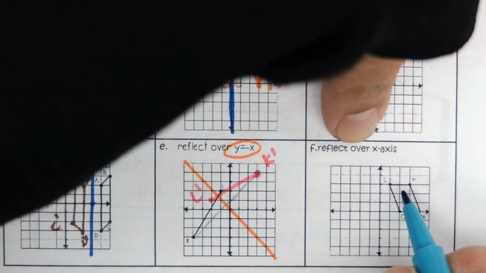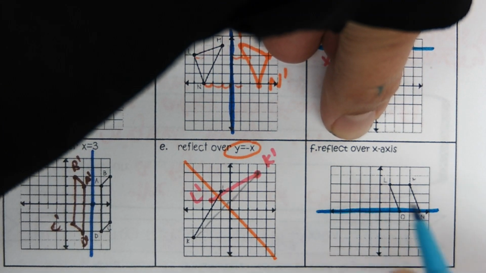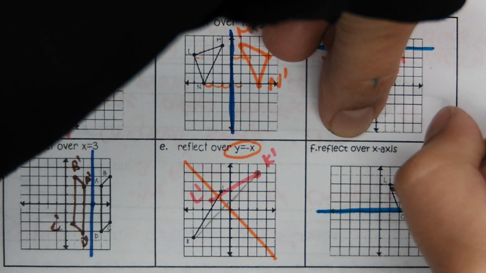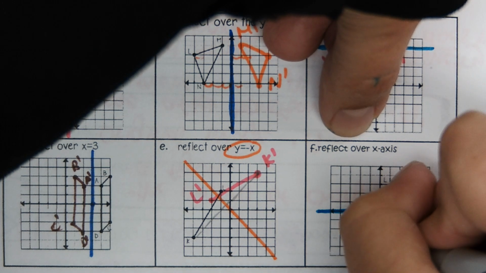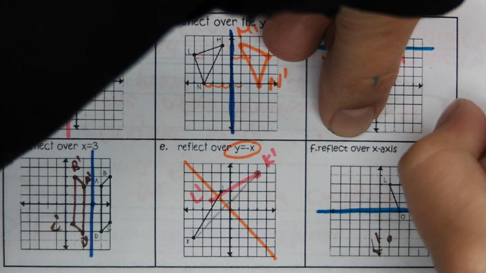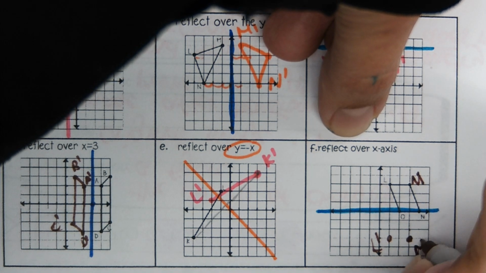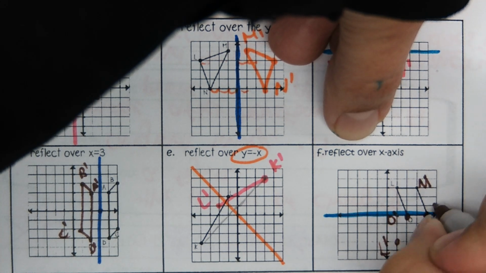And last but not least, reflect over the x-axis right here. 1, 2, 3, 1, 2, 3, L prime. This is an M. 1, 2, 3, M prime. Then O and N just stay on the line.